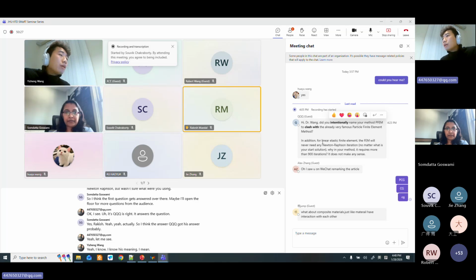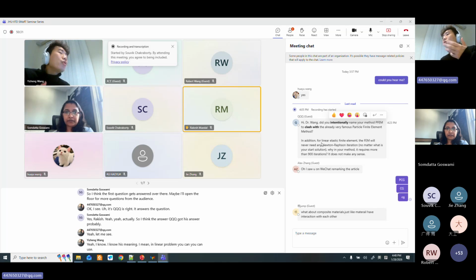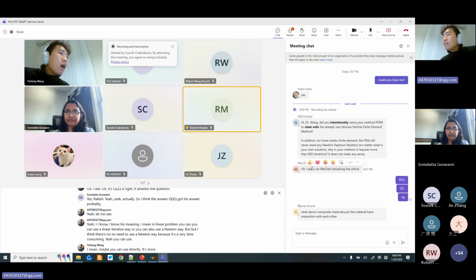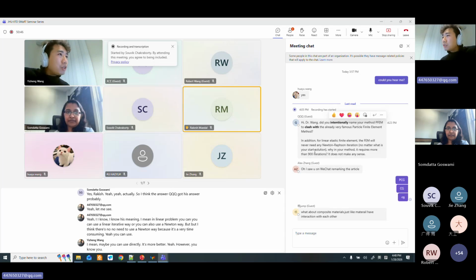In a linear problem, you can use a linear iterative way, or you can also use the Newton way. But I think there's no need to use the Newton way, because it's very time consuming. Maybe you can use the inverse directly, which is better. However, in a nonlinear problem, you must use the Newton way to get a solution.